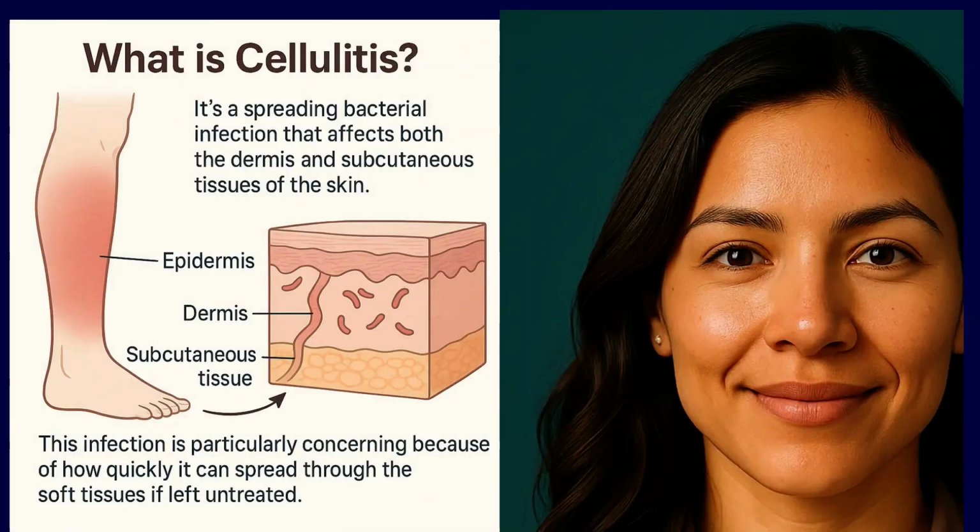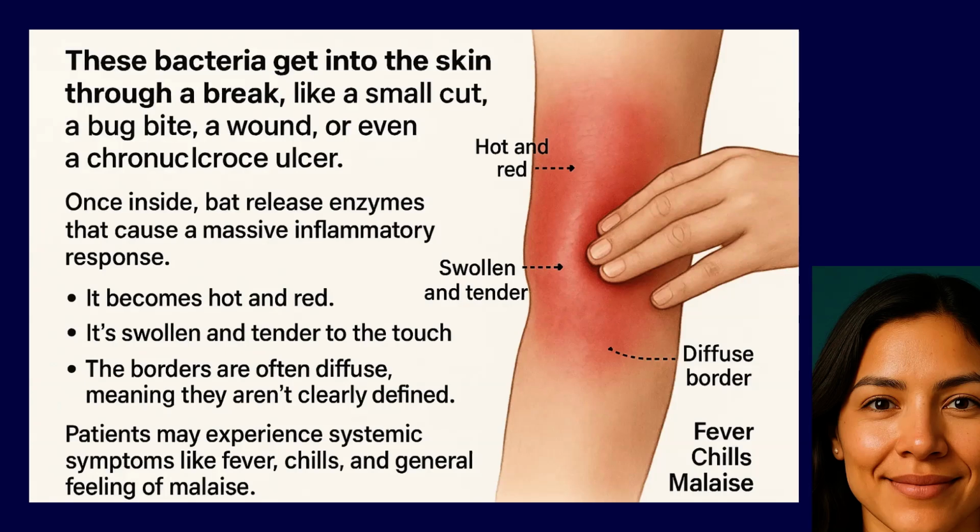At its core, cellulitis is a bacterial infection that affects the deep layers of your skin, the dermis and subcutaneous tissues. It's most often caused by two common bacteria, group A Streptococcus and Staphylococcus aureus. To understand how cellulitis develops, let's look at its pathophysiology. The process begins when bacteria enter through breaks in the skin. These could be cuts, scrapes, a wound, or even a chronic ulcer. Once inside, they release enzymes that cause a massive inflammatory response.